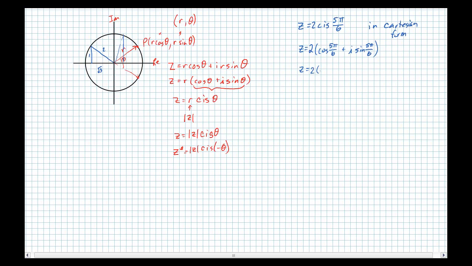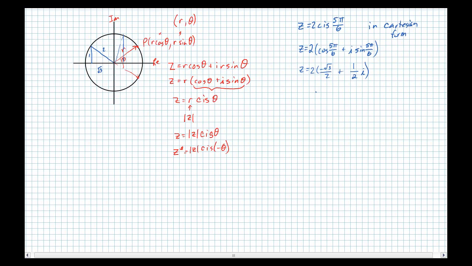So I've got 2 times negative root 3 over 2 plus, and then our imaginary part, the sine of 5 pi over 6, would be the opposite, so plus 1 over 2, the opposite over hypotenuse, with our i.